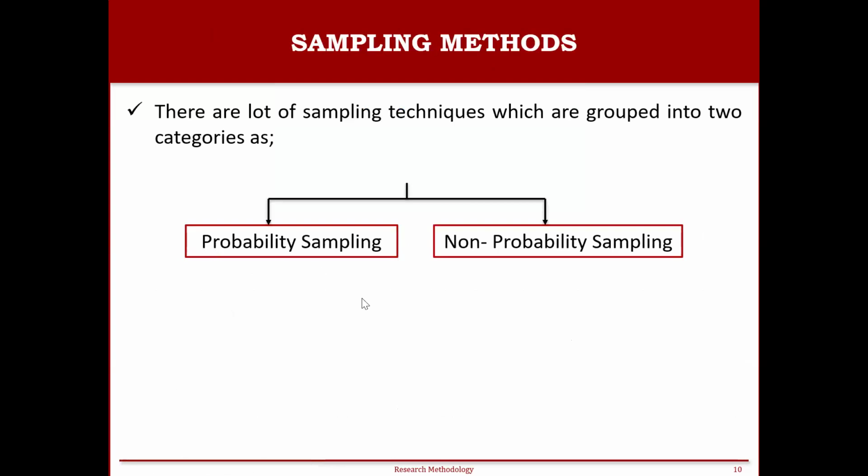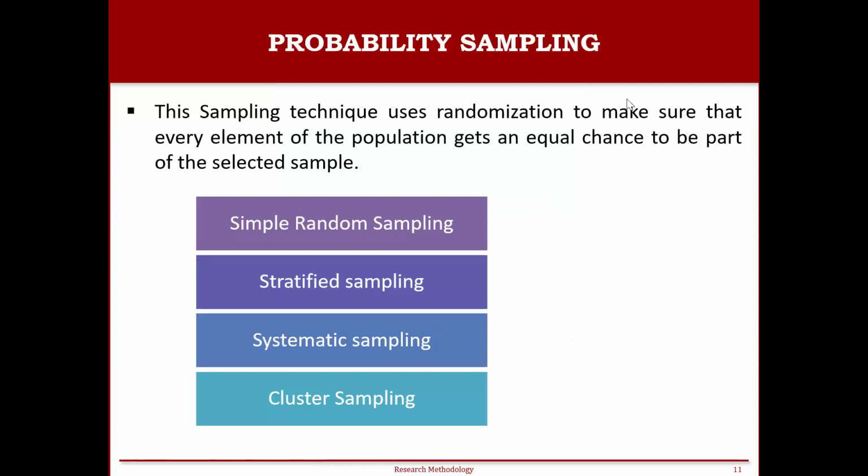And then we discussed the sampling methods as well. Under sampling methods, we identified that we have probability sampling and non-probability sampling. Then we discussed probability sampling, where we assume that there is an equal probability of choosing each and every individual, right? So out of the population, when we select our sample, there is an equal chance to be a part of the selected sample.